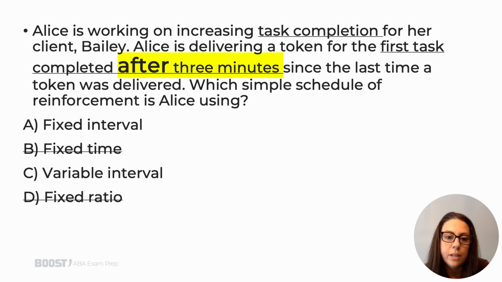Taking a look at the whole question again, I'm seeing after 3 minutes. Nothing here is jumping out at me regarding an average amount of time that passes or a varying amount of time. So I'm pretty confident she's giving her a token for task completion after every 3 minutes. Not approximately or roughly 3 minutes, but consistently every 3 minutes. So I'm going to eliminate option C, the variable interval, and I can confidently select answer choice A as the correct answer. So this is an example of a fixed interval schedule.